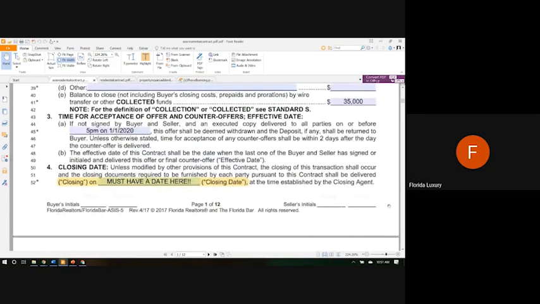Now, if not signed by the buyer and seller by, I always typically put 5 p.m. on a date, because otherwise this is presumed to be 11:59:59 on that date. If it just has January 1st, it's 11:59:59 of January 1st. I like to do 5 p.m., but understand that at 5:01, even if the seller comes back and says, all right, cool, we'll accept your offer exactly as it is, technically the buyer doesn't have to go through with it anymore because their offer expired at that time.